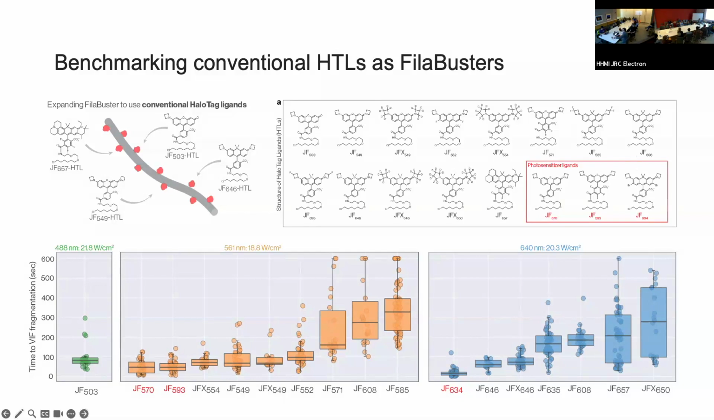What I found kind of interesting was that at these higher energy powers that we did the screen in, some of the conventional JFX 549 and JF 554 were as efficient as some of the photosensitizer dyes at driving disassembly. But we also had some over here at the right, like JF 585 and JFX 650, which were inefficient. So we reasoned these might be really good candidates to bring back for that focal disassembly that we were unable to get with the photosensitizer dyes.